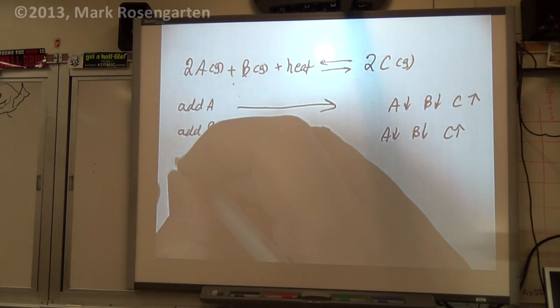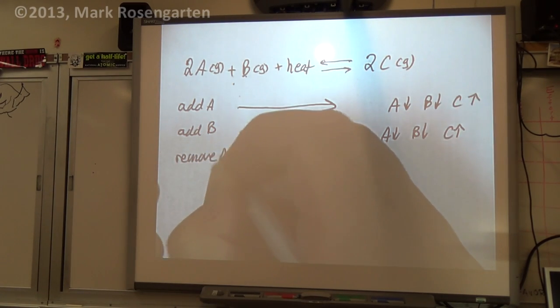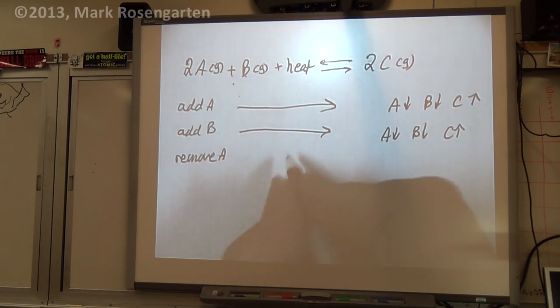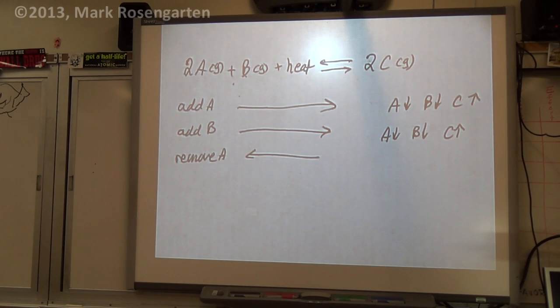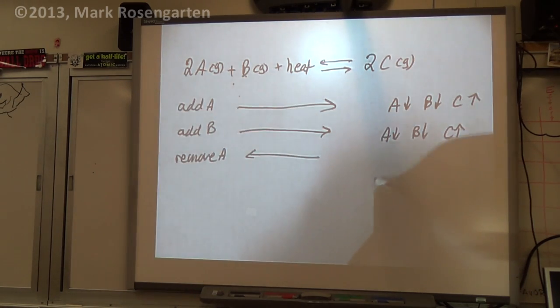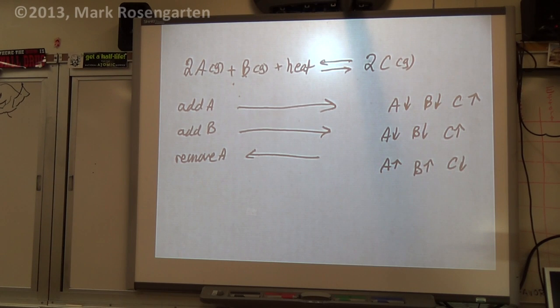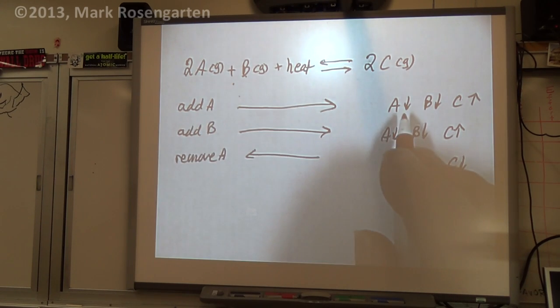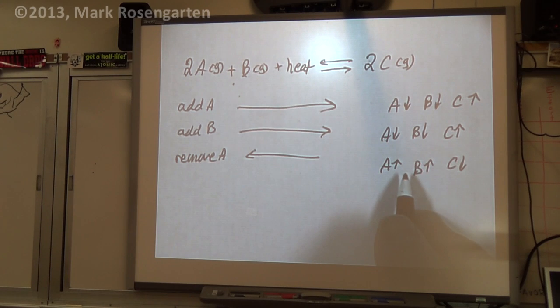If you remove A, the equilibrium will be like, hey, where'd all that A go? And so the equilibrium will shift in a direction that will bring A back up again. We'll use up some of our C to bring A back up. So what will happen is A will go back up, B will go back up, and C will go down as a result. You can see the result of your shift is going to be to reverse whatever it is you did. You add A, it goes back down. Add B, it goes back down. Remove A, it goes back up.